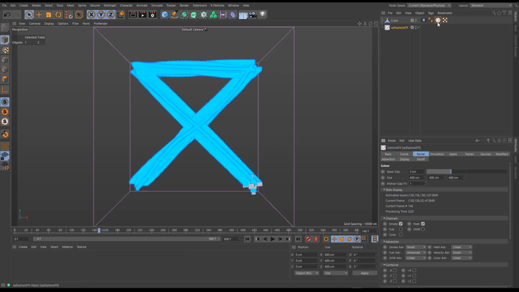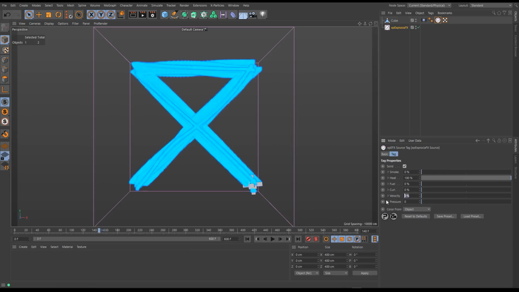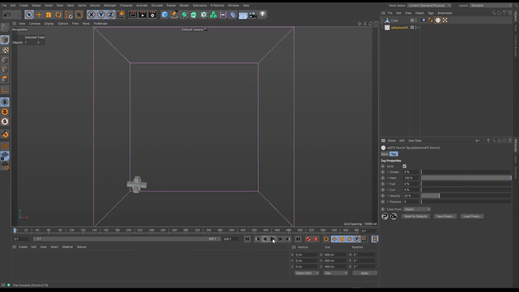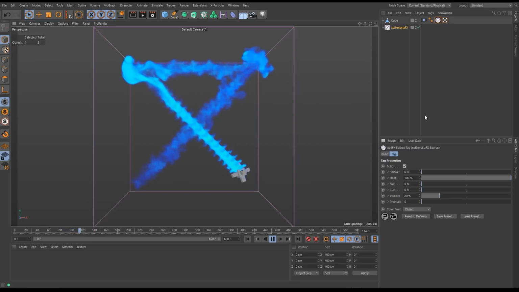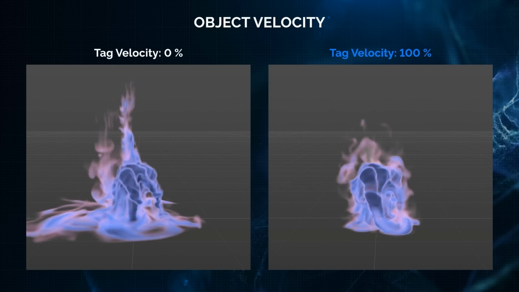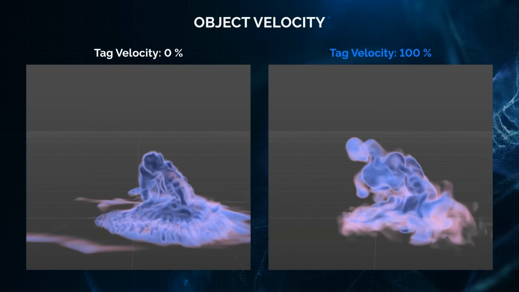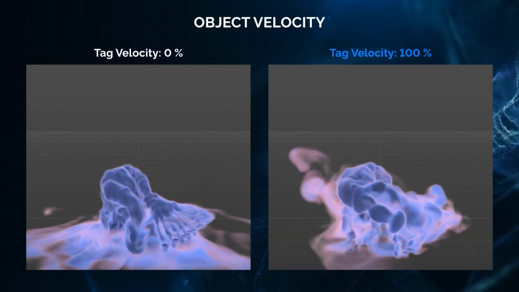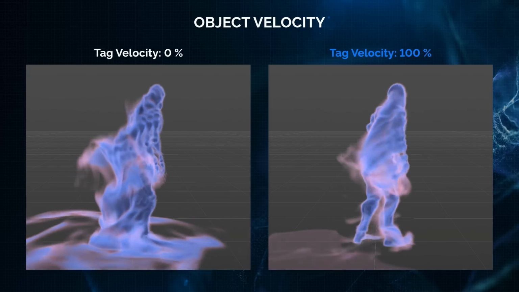Let's have a look at the xpExplosiaFX source tag in this scene. We're now able to transfer the velocity of source objects into the fluid itself. If we select 20%, hit play, you can see the velocity's effect on the fluid, giving this great motion inheritance look. And in this side-by-side, you can see on the left, 0% velocity, on the right, 100% velocity taken from the animated source object.